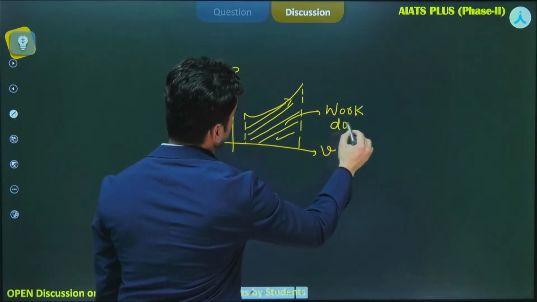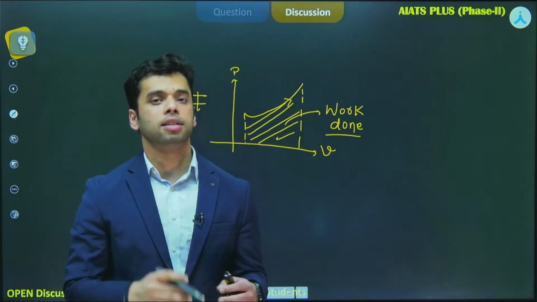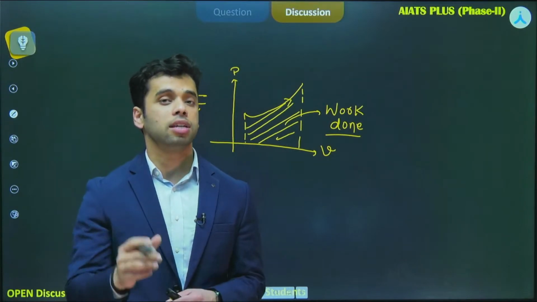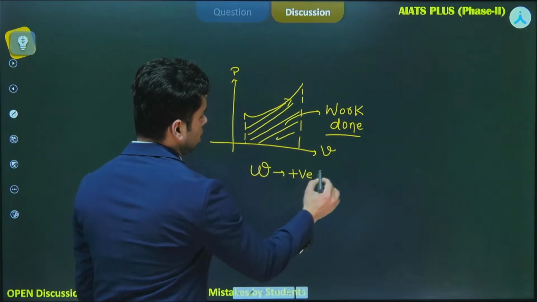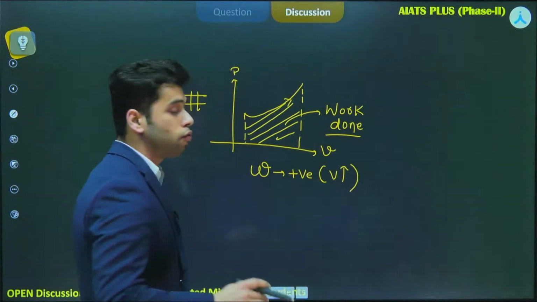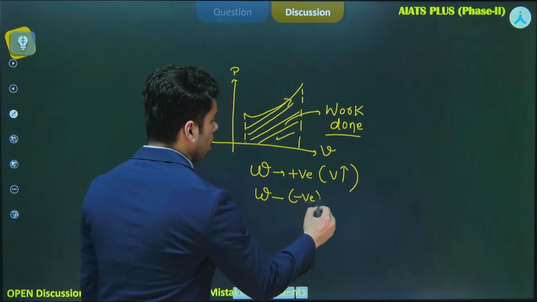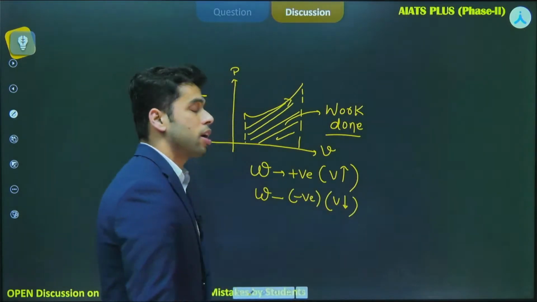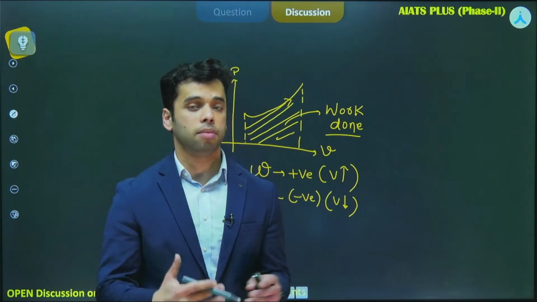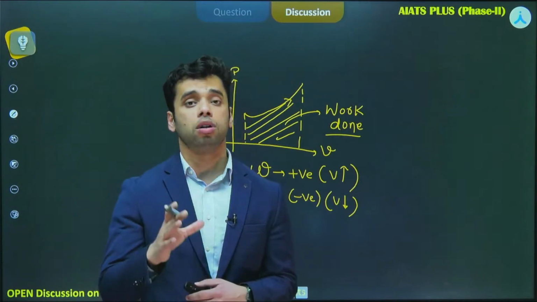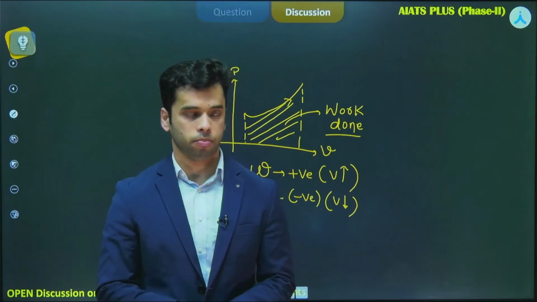And if I talk about the magnitude, if the volume is increasing, then it is a case of expansion, which means that work is done by the system, or in a simple manner, work done is positive. If the volume is decreasing, in that case, work done will be negative, so work is done on the system. So you just need to keep in mind that if work is done by the system, that means that the volume of the system is increasing. In that case, work done will be positive. If the work is done on the system, the volume will be decreasing. That means the work done is negative, right?